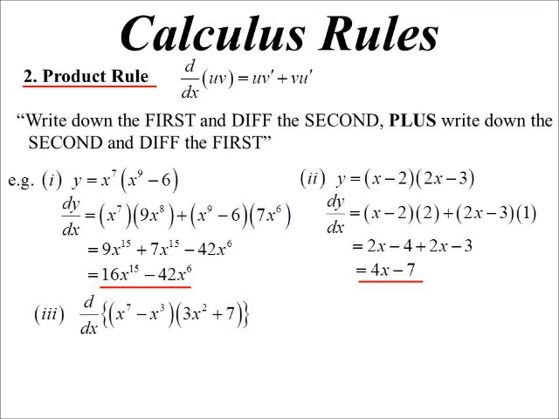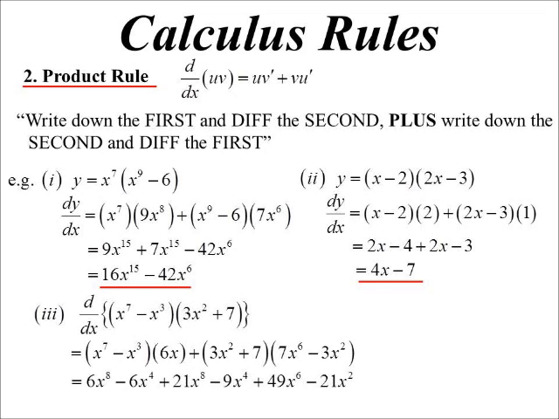Once again, yes, I could expand the whole thing out. This one's just simply saying differentiate this, so I'll go straight into the answer. Write down the first, diff the second, 6x, plus write down the second, diff the first, 7x, 6 minus 3x squared. Fair bit of tidying up to do with that one. There's our answer.